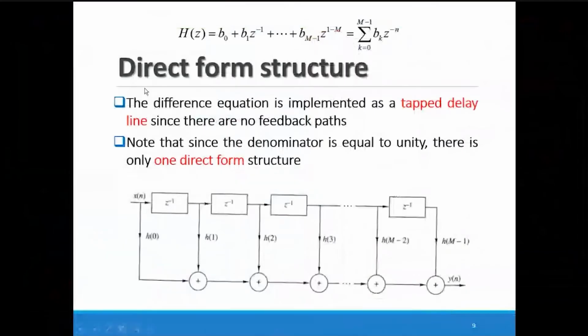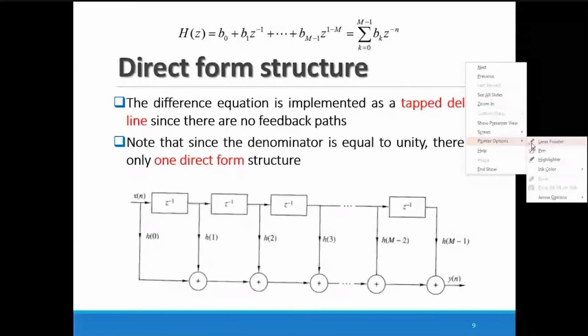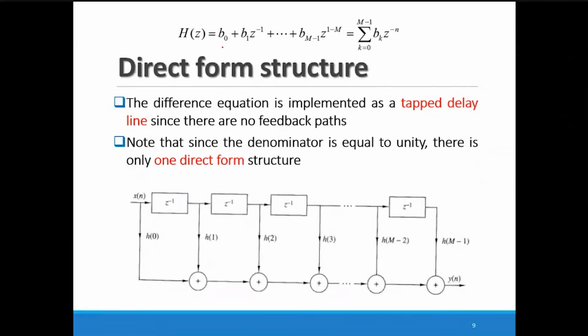Okay, now we are implementing this particular equation. H of z is equal to b0 plus b1 z inverse plus ... plus b(m-1) z raised to (1-m), or in general, sigma k = 0 to m-1 of bk z raised to minus k. Here we have to implement this structure or equation, but as we have discussed, these b coefficients are the same as the h coefficients of the filter. So instead of b0 in the structure, we have used the terms h0, h1, like this.